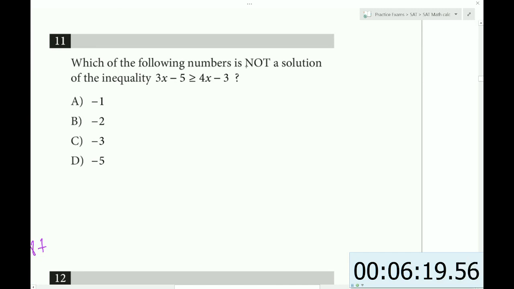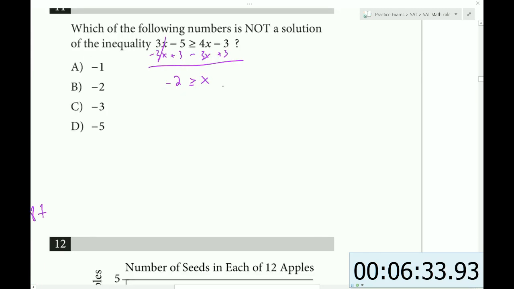Which of the following numbers is not a solution of this inequality? Okay, so let's solve the inequality and we'll see what the solution looks like. So first thing we do is we get x here, and then we add 3, and that will give us negative 2 here. Now we can pancake this thing, which means we grab it and we flip it like a pancake, and we end up with this result. Now we say, okay, so x has to be less than or equal to negative 2. We want something to not be a solution, so that would be anything greater than negative 2, which choice A is.